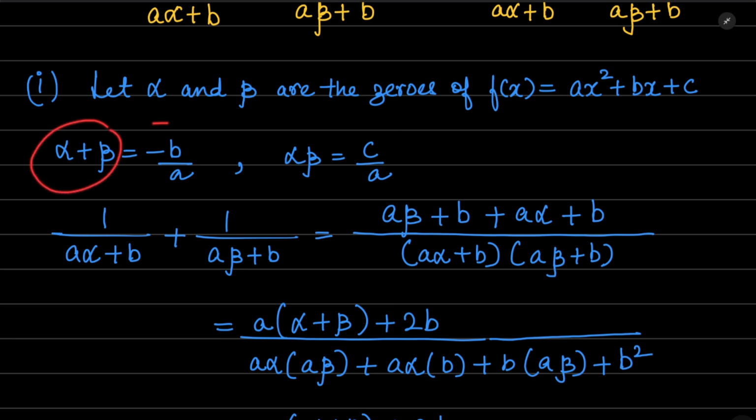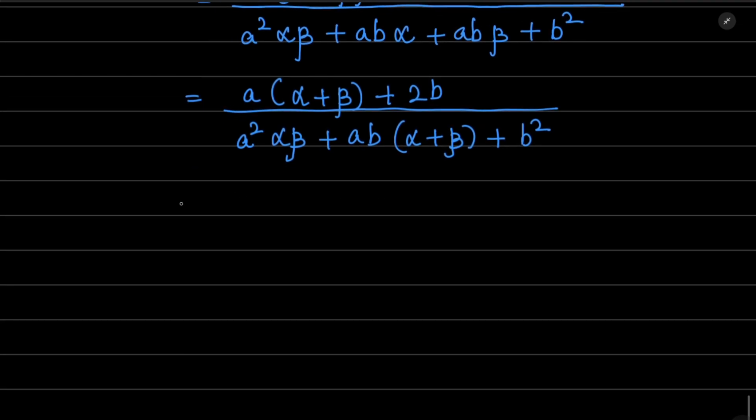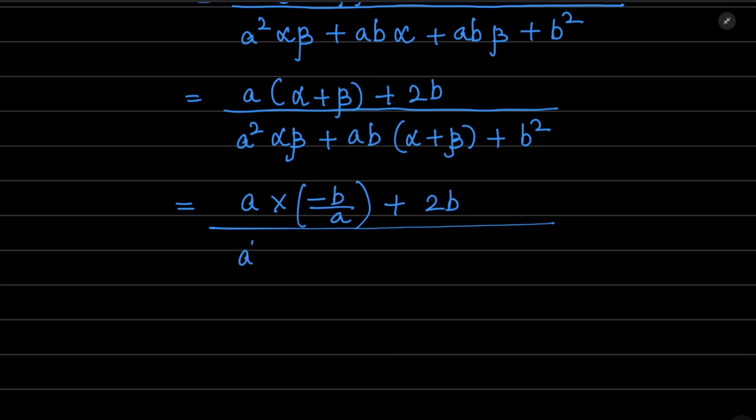Right? So instead of alpha plus beta, I'm going to substitute minus b by a. Instead of alpha beta, I'm going to write c by a. Let's do that. So here, a multiplied by alpha plus beta, minus b by a, plus 2b, whole divided by a square multiplied by c by a, plus ab multiplied by minus b by a, plus b square.